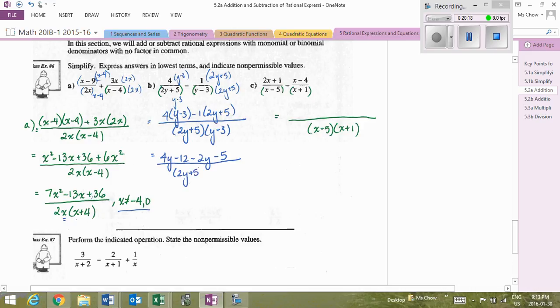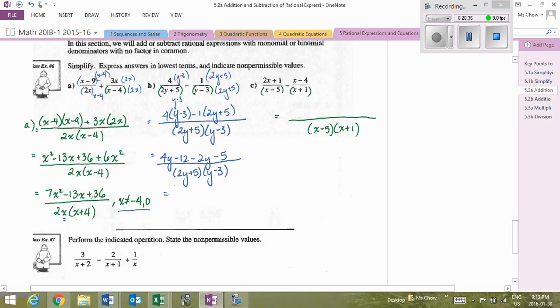and yes, it's a bit of a pain, but we have to write this out every single time. Do not expand the denominator because you want to leave it in its factored form. It allows you to see your restrictions. It also allows you to see if you can factor anything, cancel anything with the numerator once it's been simplified.